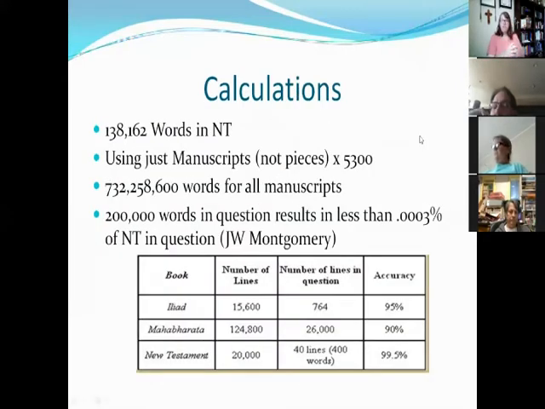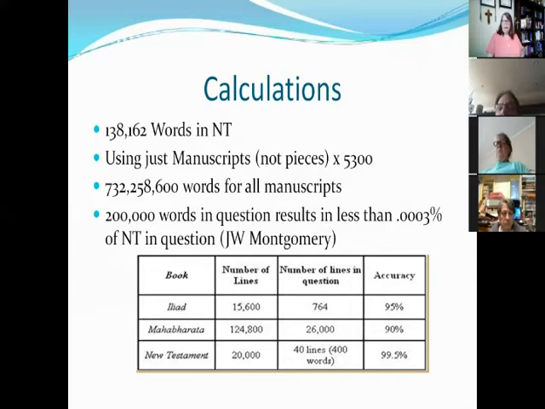Okay, so I did some calculations. There are 138,162 individual words in Greek in the New Testament. I don't know how many there are in the English. I'm sure there's probably a few more. If we just use the full manuscripts, okay, not the little pieces I was showing you, but full page, 5,300. I calculated it. That means 732,258,600 words in total for all the manuscripts. And if there really are 200,000 words in question, it results in less than 0.0003% of the New Testament is in question.